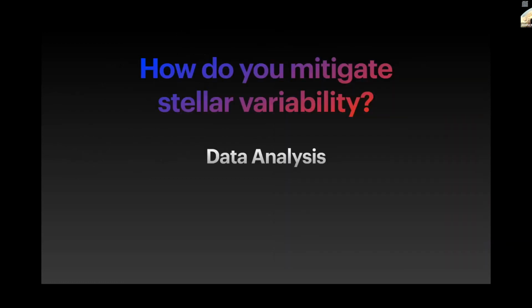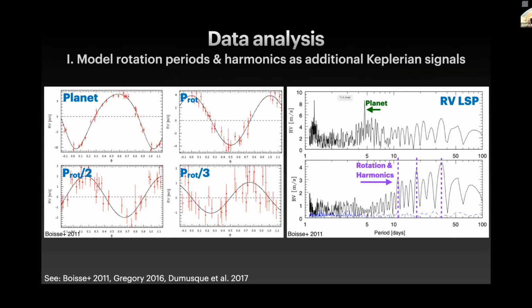Okay, so let's say you've collected the RV observations for your star of interest and you've done your best to follow all of these observing best practices. It's highly likely that there's still some level of activity and variability left in the star. So how do you deal with that? Well, one of the more straightforward approaches is to model the signals caused by stellar variability as additional Keplerians, additional sine curves in your data.